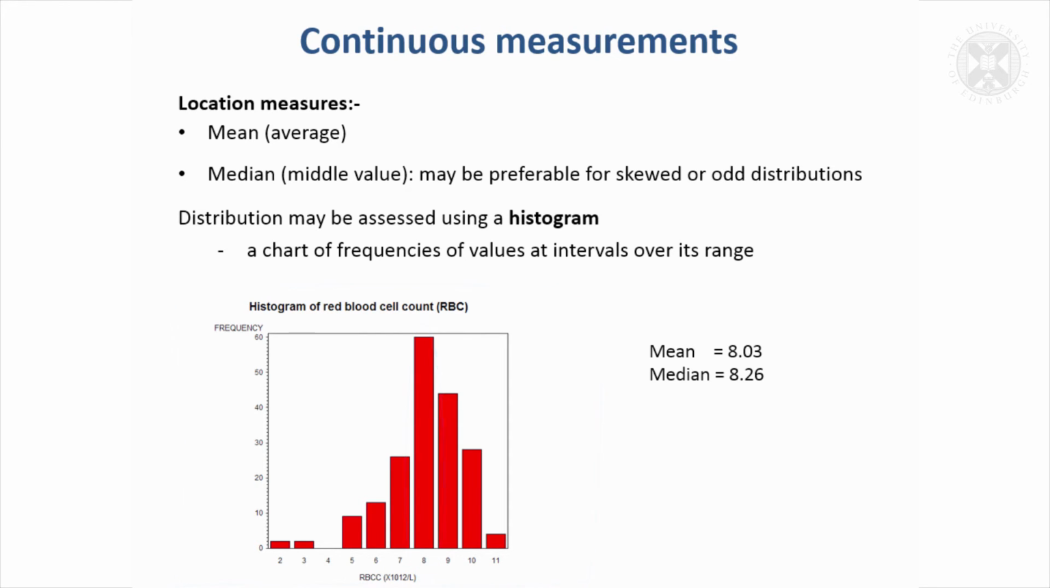So it gives a visual impression of how the data are distributed, and it's a bit skewed but not desperately skewed, so I'd probably be quite happy to present the mean to summarise this data. The median is slightly different, slightly larger, because there's a bit of skewness in the data.